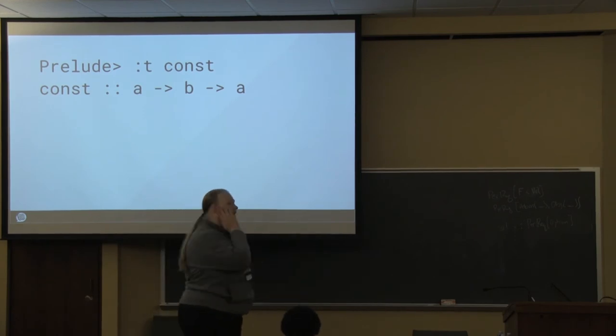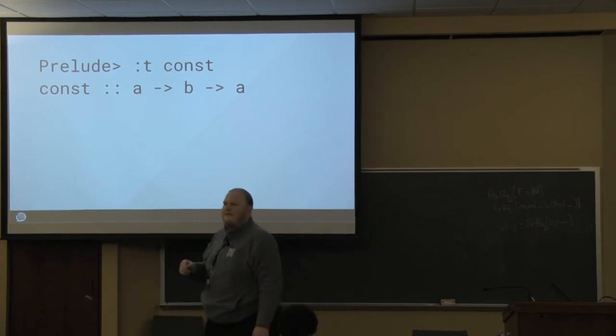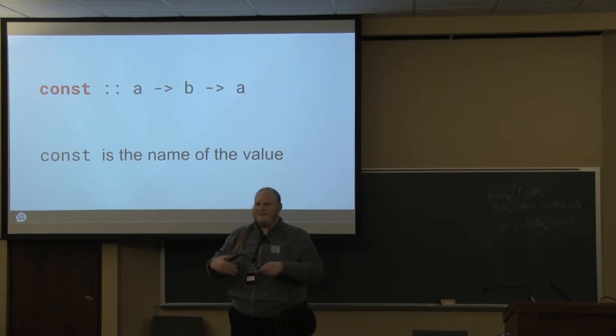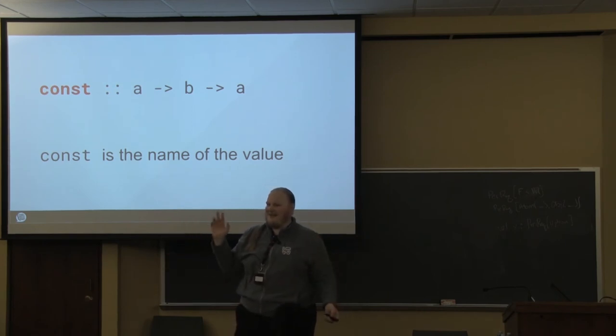So, all right, let's look at the type of the original const function. In lambda calculus, all functions are anonymous. They're not bound to a name. Haskell is not so much a Turing tar pit, unlike lambda calculus, so it lets you do these crazy wild things like name things. What?